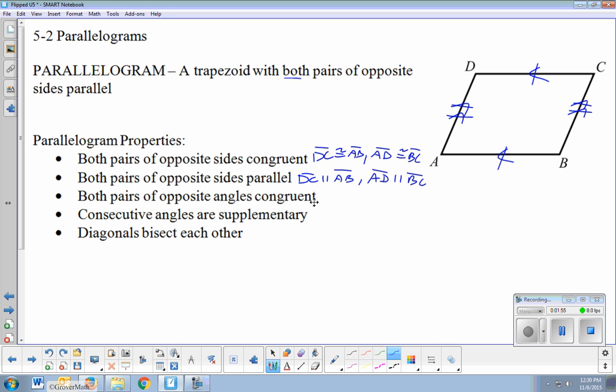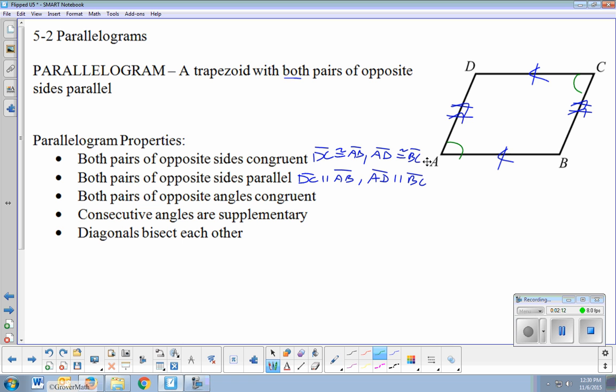Both pairs of opposite angles are congruent. So not just opposite sides, but opposite angles. So angle A is congruent to angle C. This is different than what the trapezoid was. The isosceles trapezoid, where the base angles were congruent. This is not the case for parallelograms, rectangles, rhombus, things like that.